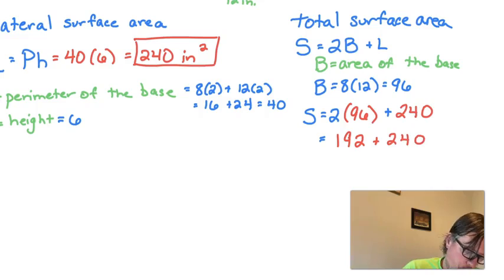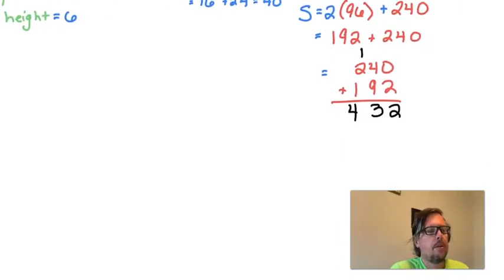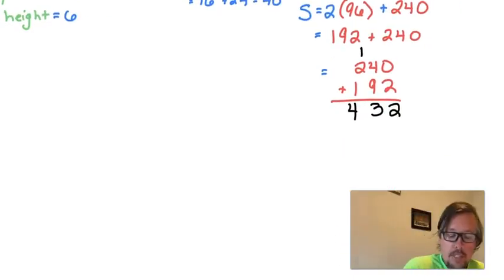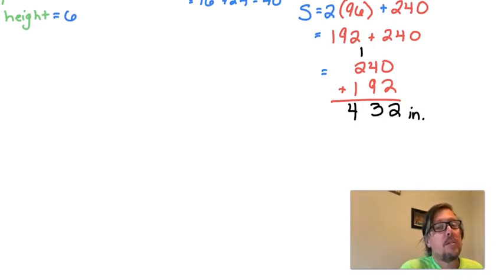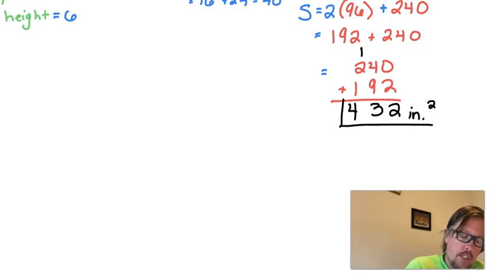And 192 plus 240, what in the world could that be? I have no idea. Don't have a calculator handy. We'll have to do this old school. It's going to be 432. And this is inches. And because this is area, the unit for area is always square units. So this is going to be 432 square inches.